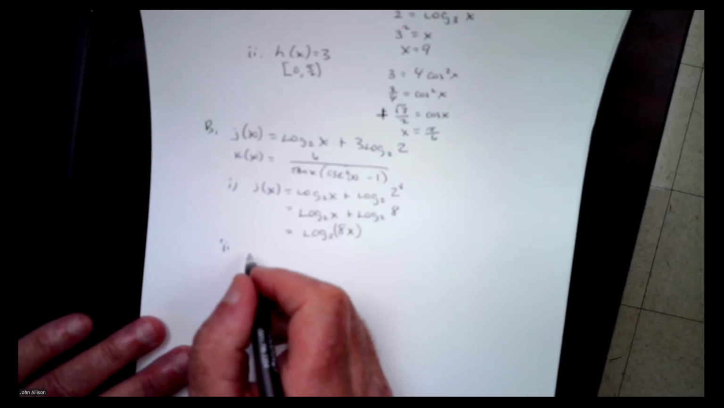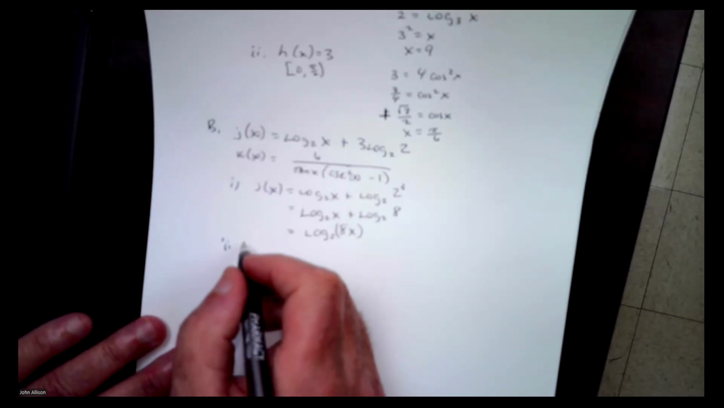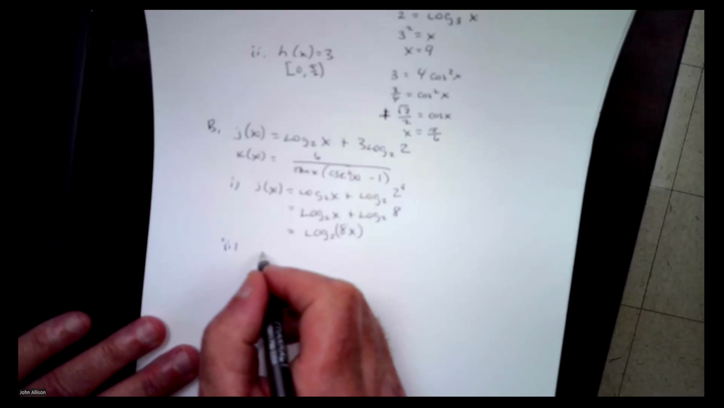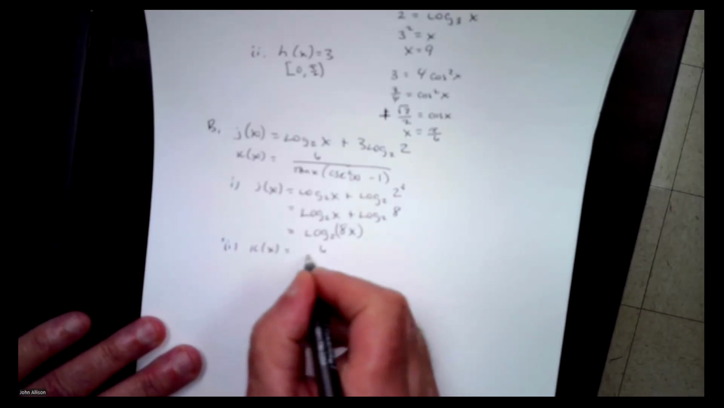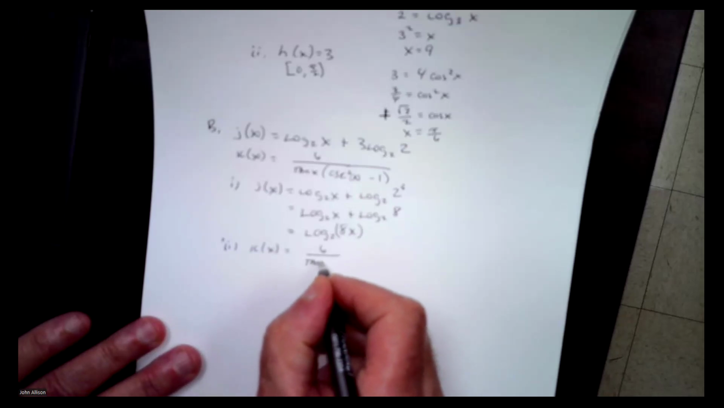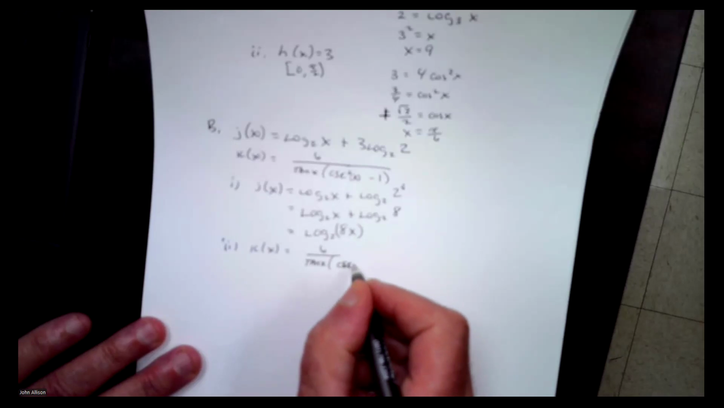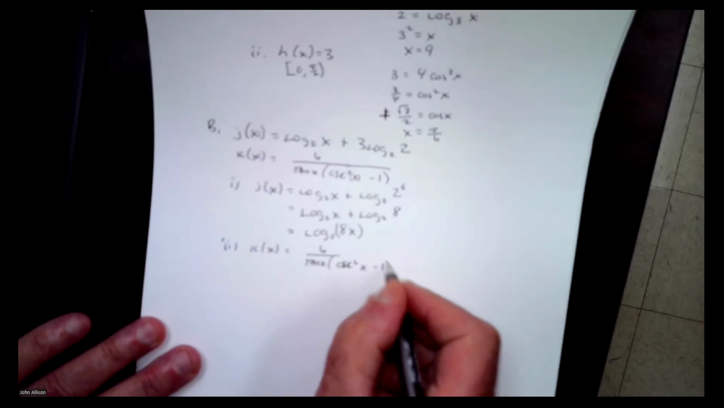asks us to rewrite k of x as an expression in which tangent x appears exactly once and no other trigonometric functions are involved. So we have k of x equals 6 over tangent x times cosecant squared x minus 1.